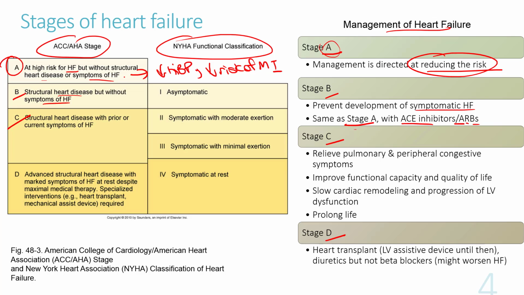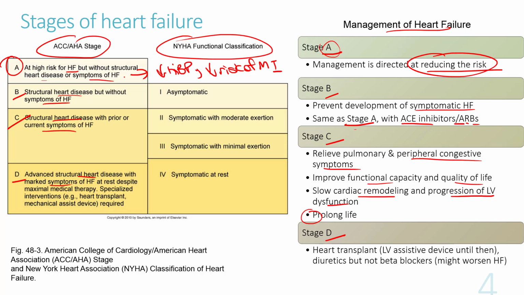Stage C, there are structural changes in the heart, and there are some symptoms. So again, one of the things you want to do is relieve the symptoms, right? You want to improve functional capacity and quality of life, so you want to actually improve perfusion measures, and you want to slow down the structural changes that are going on in the heart, and slow down the progression of the left ventricular dysfunction, right? And overall, you want to prolong life, okay? And then stage D is when you have a lot of structural changes, and you have symptoms of heart failure at rest.